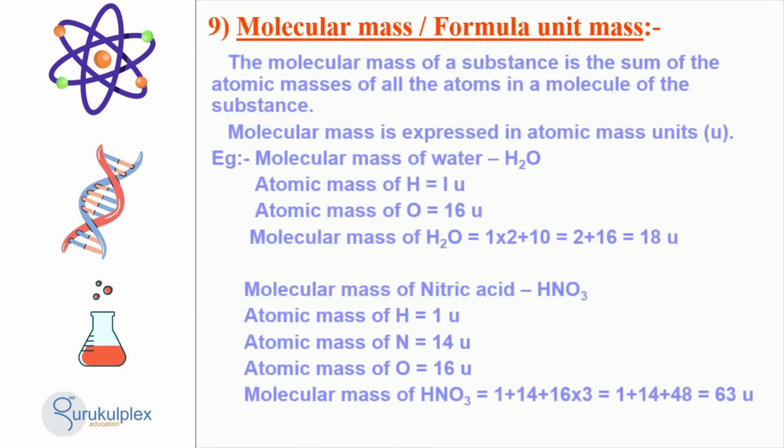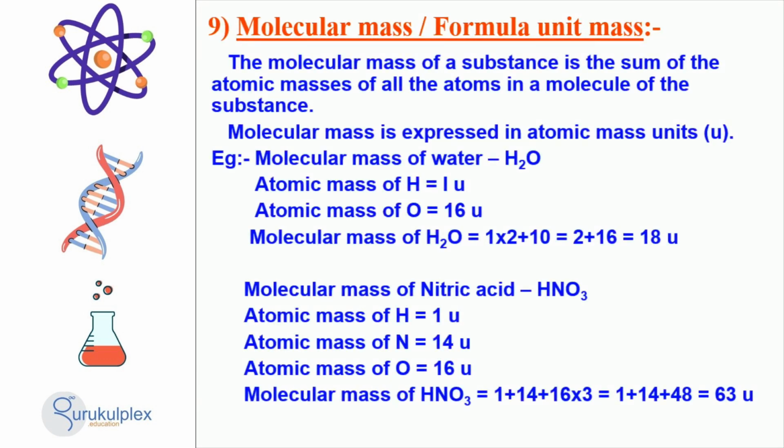Molecular mass plays a crucial role in chemistry. It is the total of the atomic masses of all the atoms making up a molecule. When expressed in atomic mass units, it gives us the exact amount of each element in a molecule, vital for comprehending its composition and forecasting its properties and behavior. For instance, water has a molecular mass of 18 U, consisting of 1 H atom and 2 O atoms. Likewise, nitric acid has a molecular mass of 63 U, that is 1 H, 1 N, and 3 O atoms.